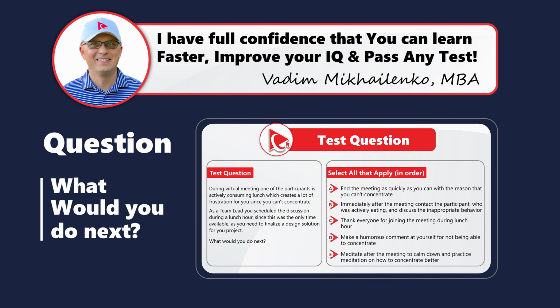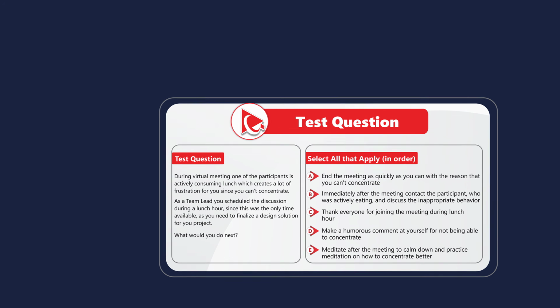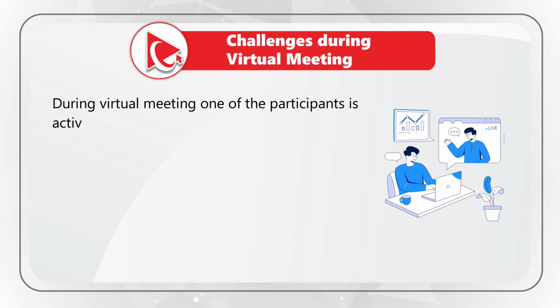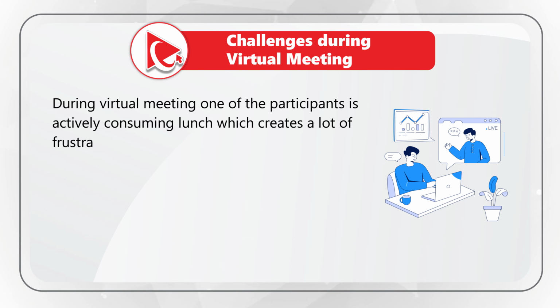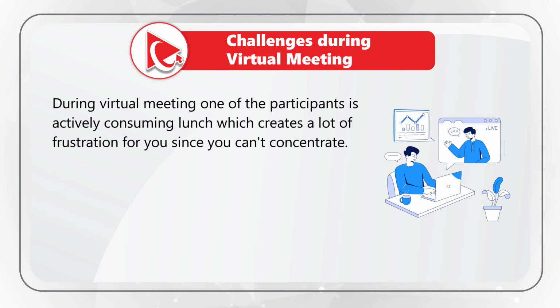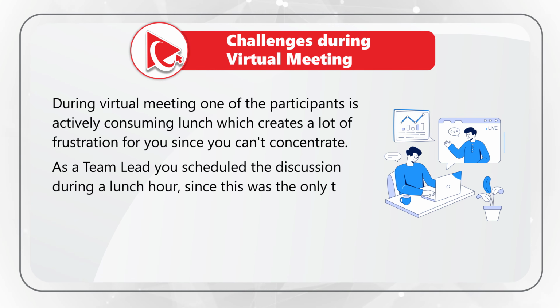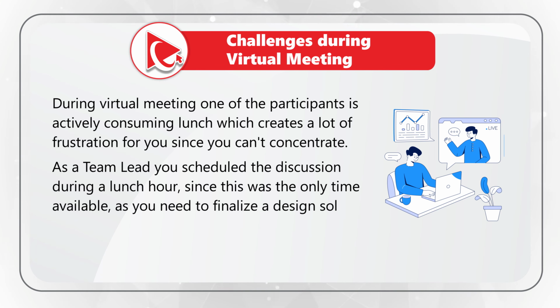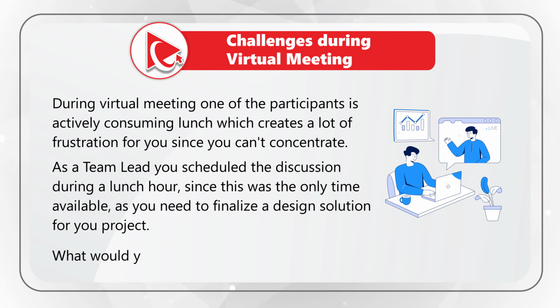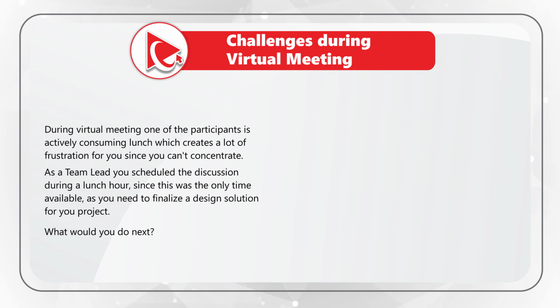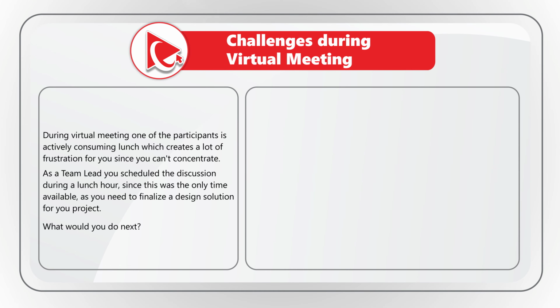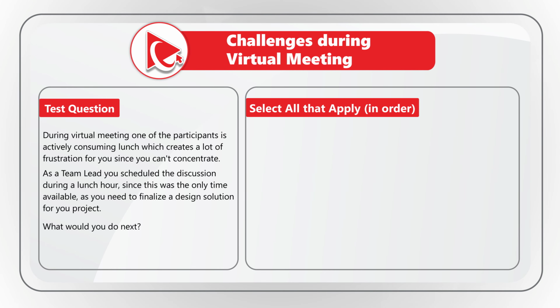Here's a very interesting question you might frequently see in recent tests. During a virtual meeting, one of the participants is actively consuming lunch, which creates a lot of frustration for you since you can't concentrate. As a team lead, you scheduled the discussion during the lunch hour since this was the only time available, as you need to finalize a design solution for your project. What would you do next? And you have 5 different choices, and you need to select all that apply in order.